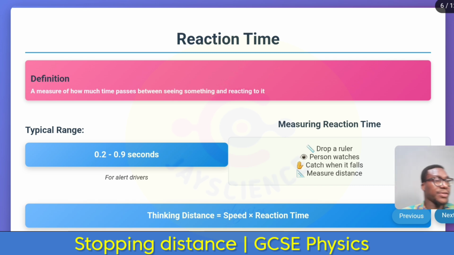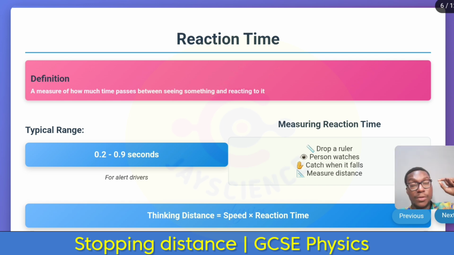Let's talk about the relationship between these. You're moving at a constant speed of, let's say, 20 miles per hour, which is also equal to 32 kilometers per hour if you're working with that. But let's just take 20 miles per hour at this point. You're moving at 20 miles per hour and your average thinking distance is about 6 meters. Your braking distance is also about 6 meters as well. That makes your stopping distance 12.